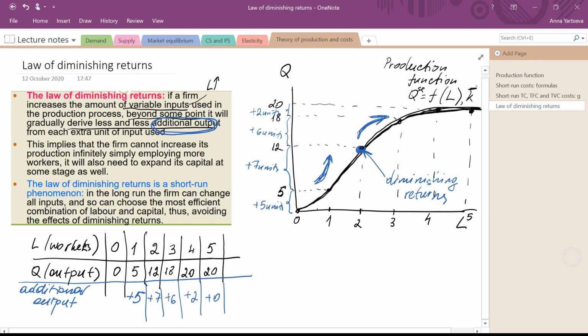In the long run, you can vary your capital. You are not limited by this. And as a result, you will be able to expand production indefinitely by increasing both labor and capital. You can double, you can triple, you can maximize your production capacities by building more and more shops and by installing additional production lines. And you will be able to avoid the effect of diminishing returns. So this is a short-run phenomenon which tells you that the more variable factor, the more staff you employ, usually staff is the variable factor, amount of labor, there will be certain point beyond which you will be able to generate less and less of additional output.